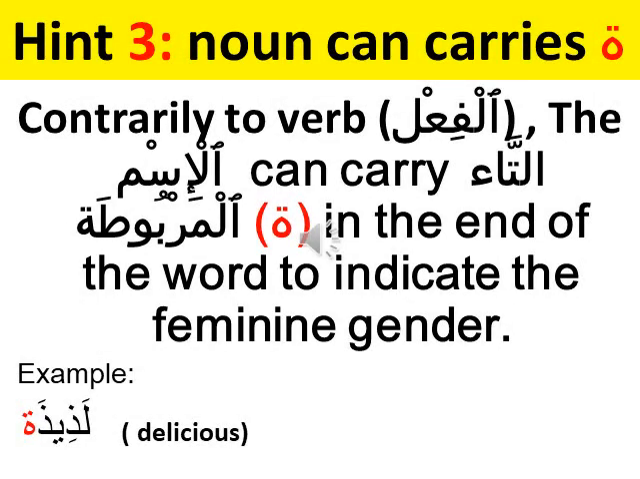Hint number 3. Noun can carry ta marbota. Contrary to the verb al-fi'l, the ism can carry a ta marbota in the end of the word to indicate the feminine gender. Example, ladhidatun, delicious.